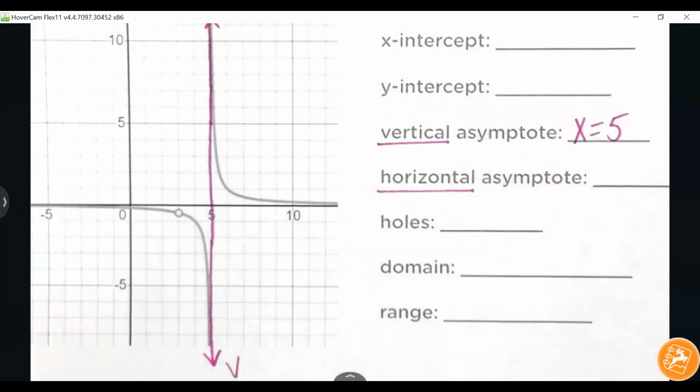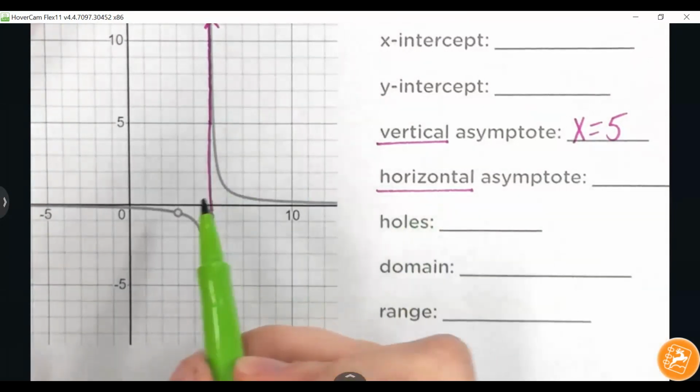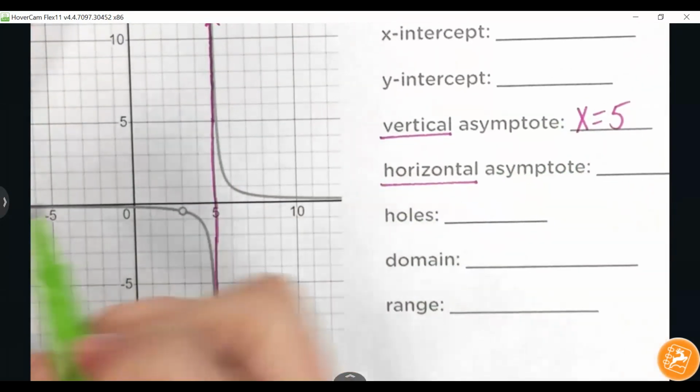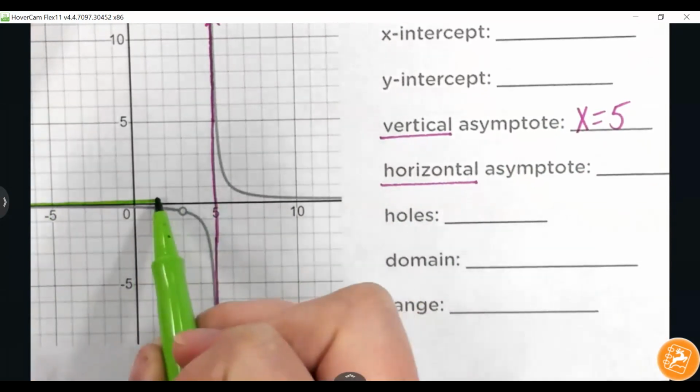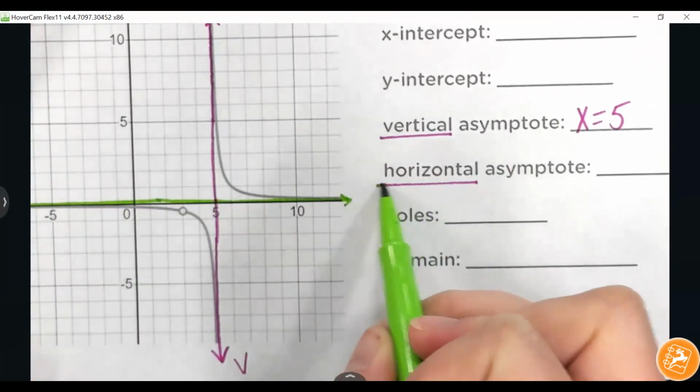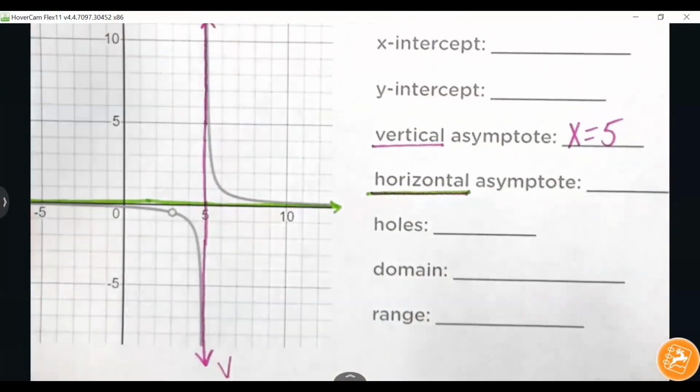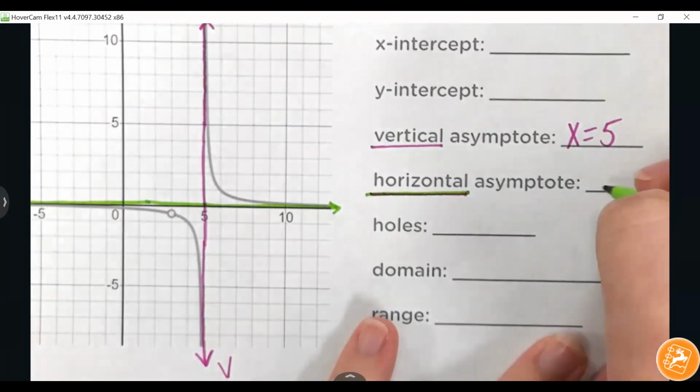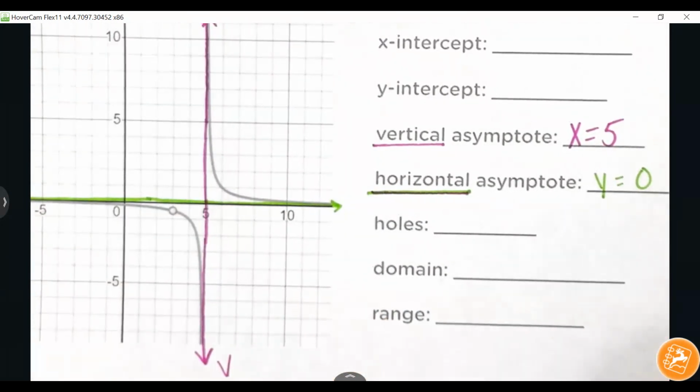Let's go find if I have a horizontal asymptote. Horizontal goes side to side. So I can see between my two graphs, there is a straight line right here for my horizontal asymptote. What axis does that line cross? The y-axis at what number? At 0. Very good. Questions so far? You have to find the asymptotes before you do anything else, okay? Get in the habit of doing that. Now let's go answer the other questions.